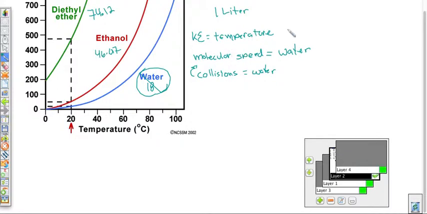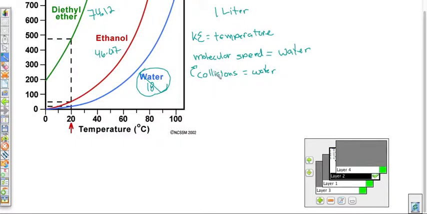So say that they had the same molar amounts. Well, in that case, all their concentrations would be the same, because the same molar amounts, right? And then the pressures would actually be the same. So in this particular case, which one has the highest concentration? Looks like diethyl ether, then ethanol, and then water.